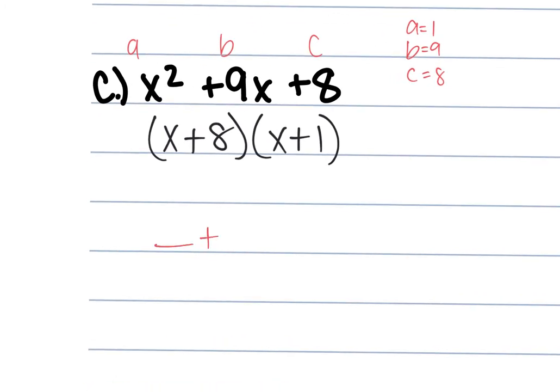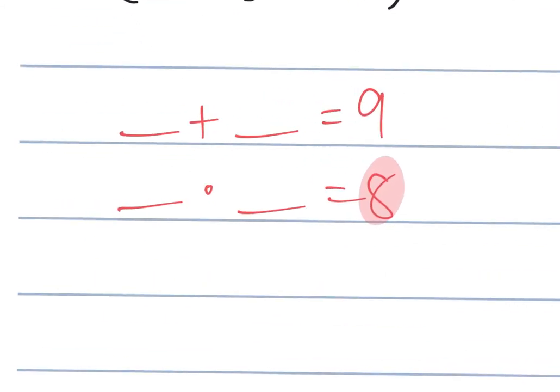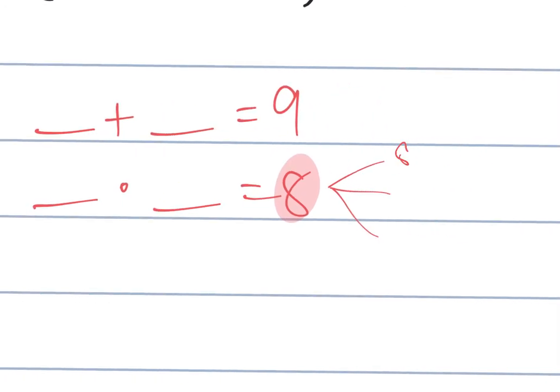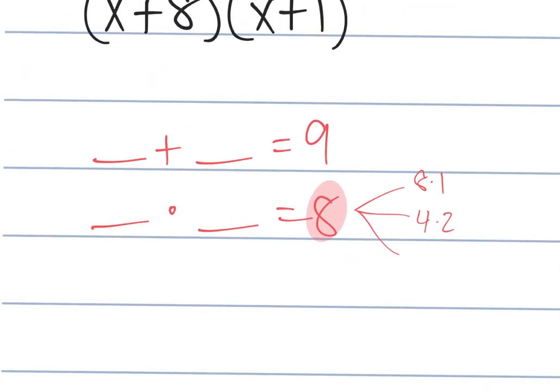Two numbers need to add together to give me what? 9. And when we multiply them, they give me? 8. Let me show you a little trick, okay? If you're having trouble coming up with the numbers, I want you to highlight the C term. Do this on your page. Highlight the C term and write out all the factors of that number, okay? So, factors mean two numbers that multiply together to give you 8. What are some of them? 8 and 1. What else? 4 and 2. Anything else? I think that's it, right? Okay. So, now only one of these will work, right? Which ones, when we add them together, give us 9?